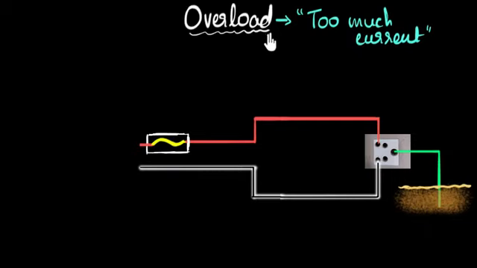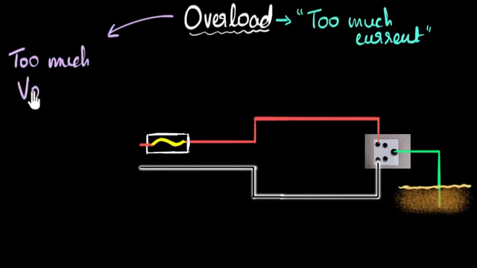Okay, so we understood what overload is, but the question could be, what causes this overload? What causes too much current to flow in our circuit? Well, there could be multiple reasons. One of the reasons that causes too much current is basically too much voltage. Too much voltage. What does that mean?